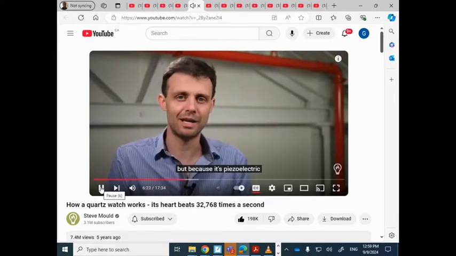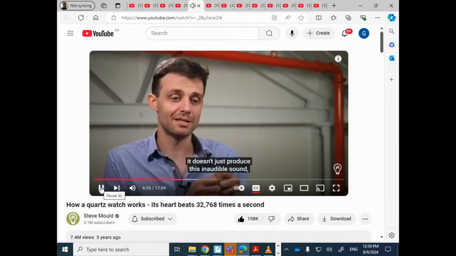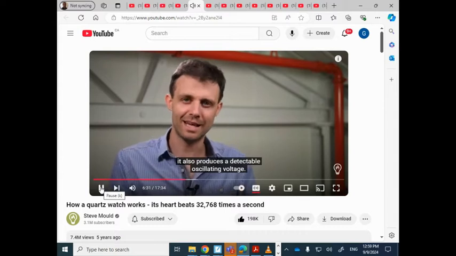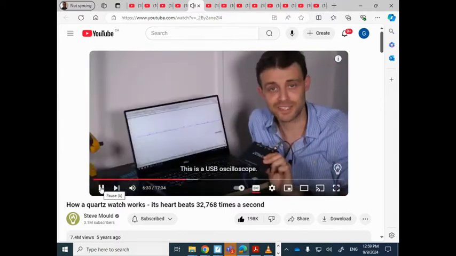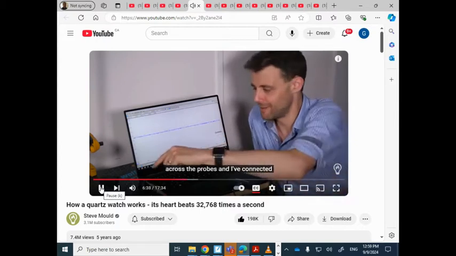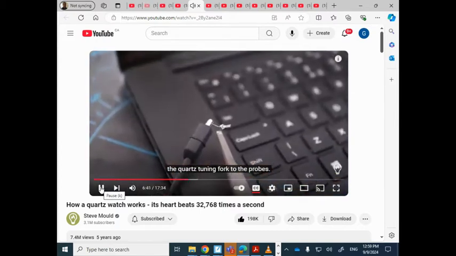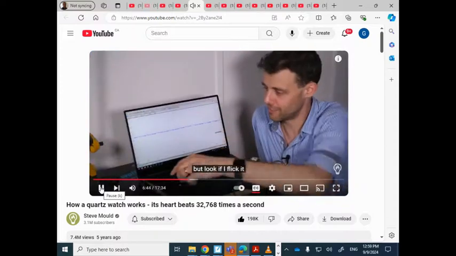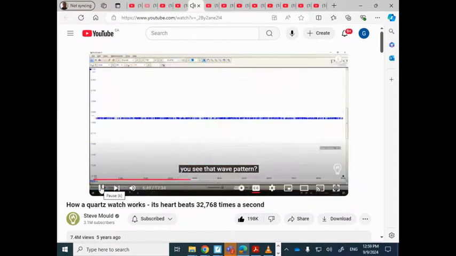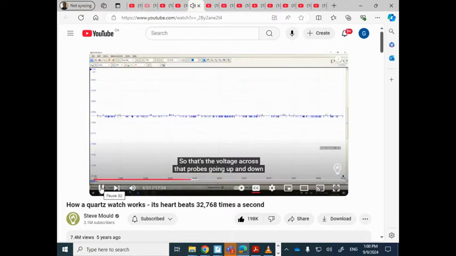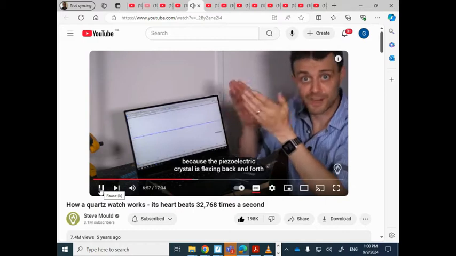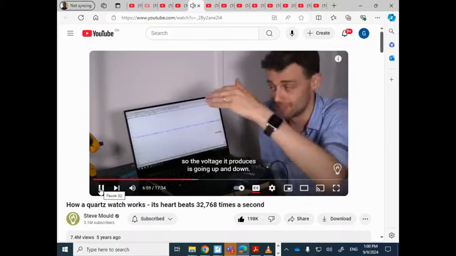But because it's piezoelectric, it doesn't just produce this inaudible sound, it also produces a detectable oscillating voltage. This is a USB oscilloscope. What you're seeing here is the voltage detected across the probes, and I've connected the quartz tuning fork to the probes. At the moment, there's nothing going on. But look, if I flick it, that wave pattern is the voltage across the probes going up and down because the piezoelectric crystal is flexing back and forth.